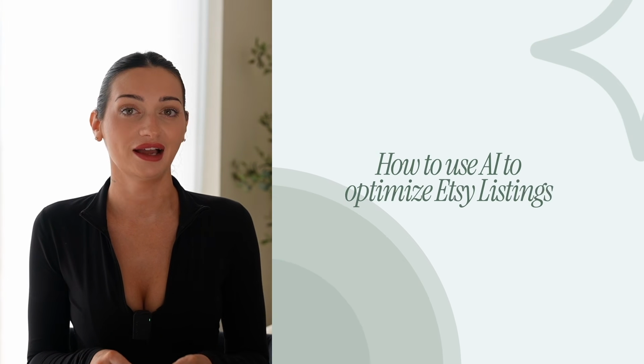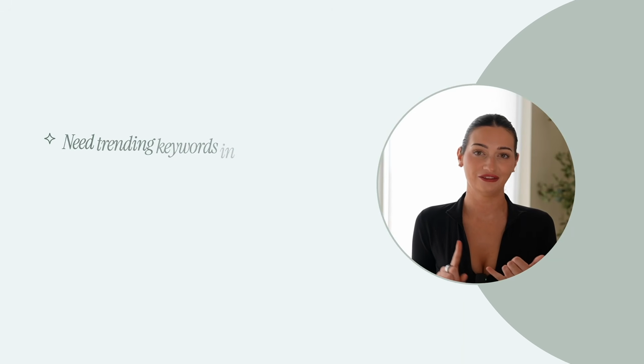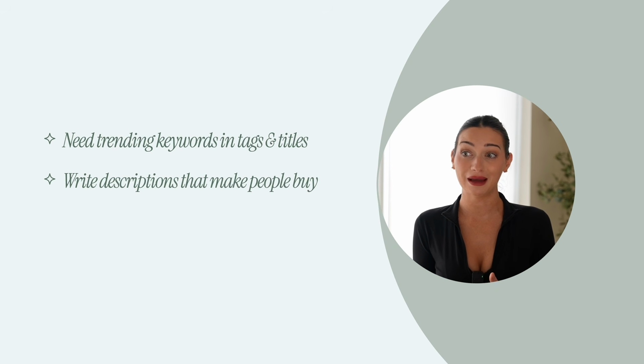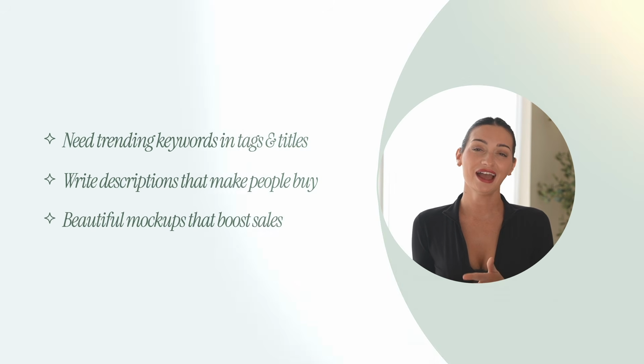Now that we know how to do our research and to actually use the AI to create our designs, next I'm going to show you how you can use AI to optimize your Etsy listings. So this is really fun and a way that can save you a lot of time, because as we all know, creating Etsy listings is not exactly a quick process. You need to have your trending keywords and your tags and titles. You need to have a nice description that people want to purchase from. You need beautiful mock-up photos to sell your products, and all of these things can also be done using AI.